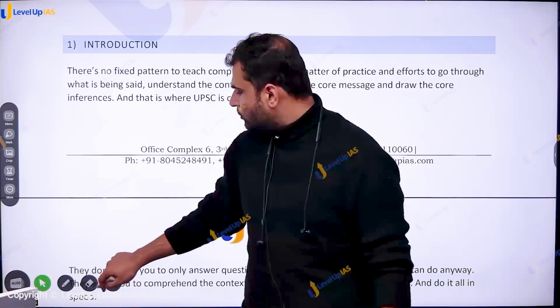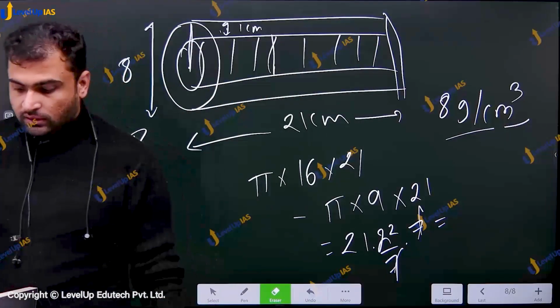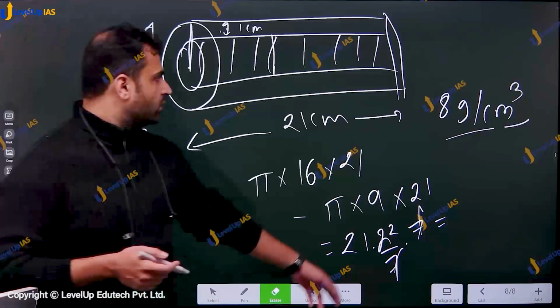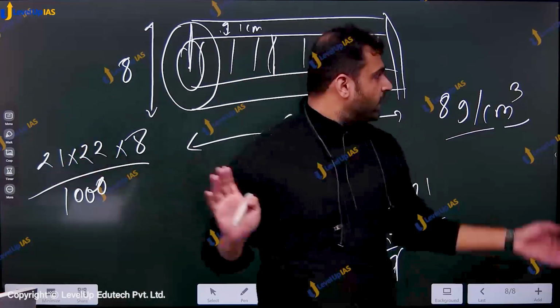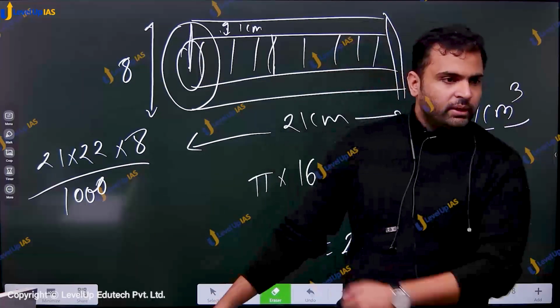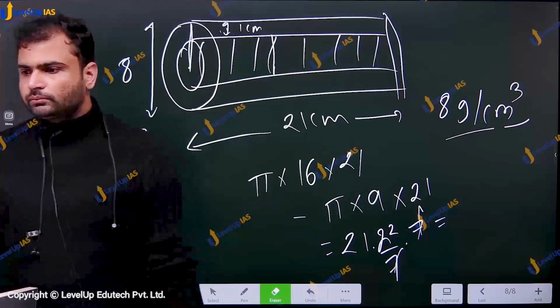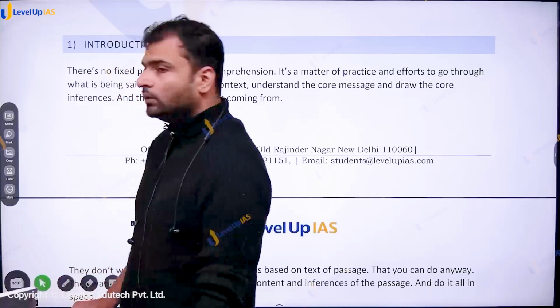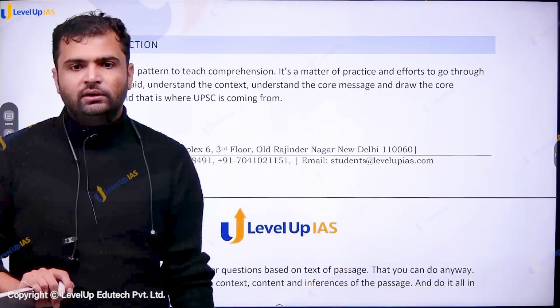8 is the density given, na? 8 is the iron's weight, 8 gram per centimeter cube was given, na? So these many centimeter cube was the volume, into 8 would be the weight in grams, and because we want it in kilograms, divide by thousand. In the options, everything is written in kilograms. Tell me, what happened?